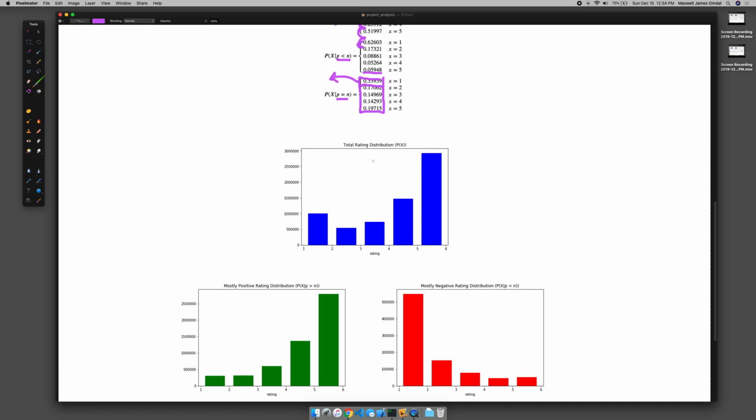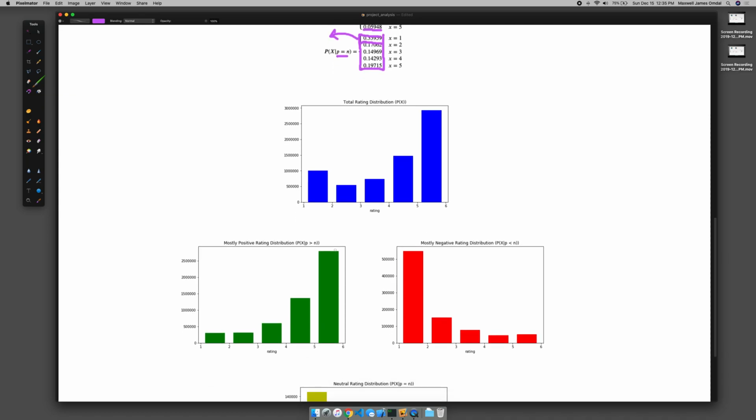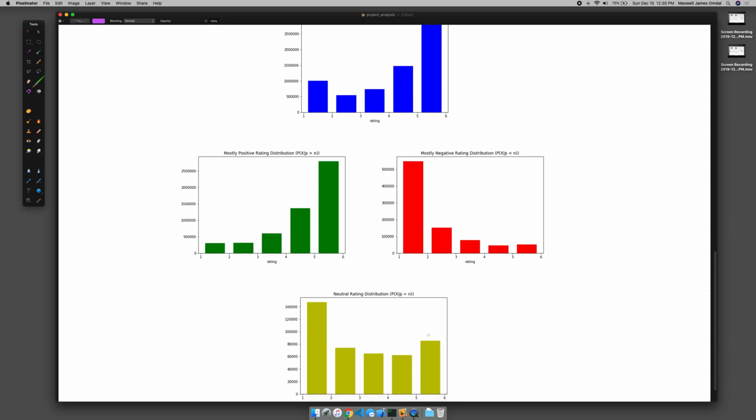So the total rating distribution, the probability of X without any conditional, is mostly 5-star and 4-star reviews. However, then we look at the probability of X star ratings given that there are more positive than negative reviews, and we see a pretty steep incline towards 5-star reviews. And the exact opposite is seen when there are more negative than positive reviews. Our uniform distribution is more flat.